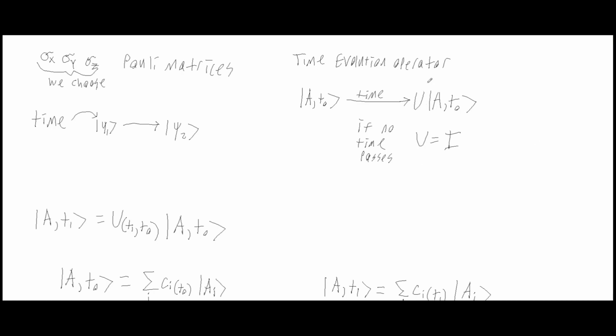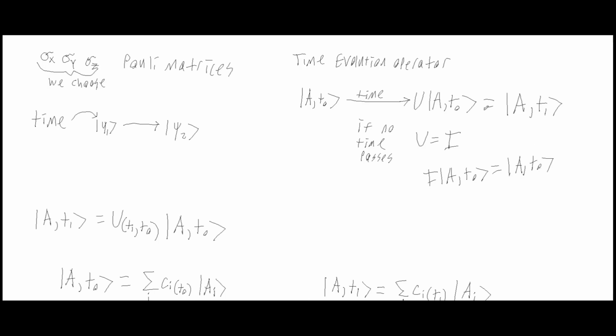But the take-home message in all of this is that we assumed this time evolution operator, that when you operate on a state at time t naught, it will give you some state at time t1 in the future. And we said obviously if no time passes, U is going to equal the identity, because the identity times some state at t naught is just that state at t naught, because no time has passed.